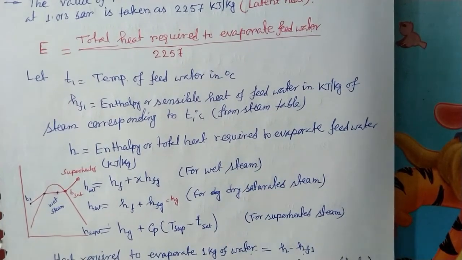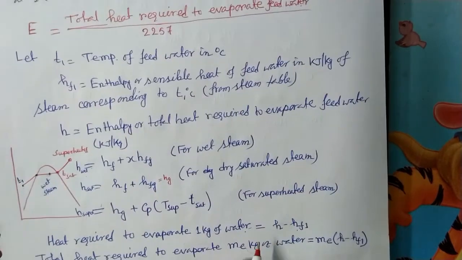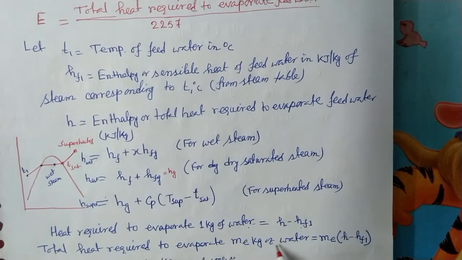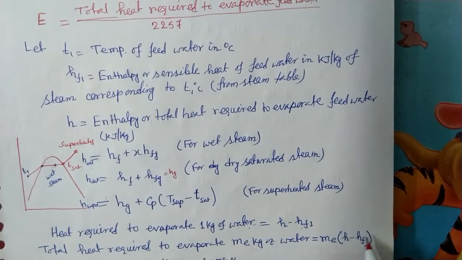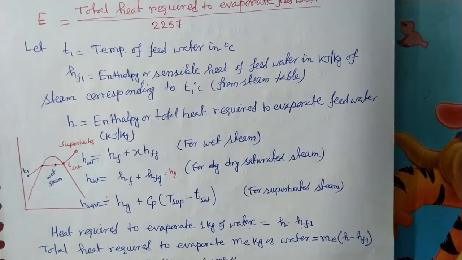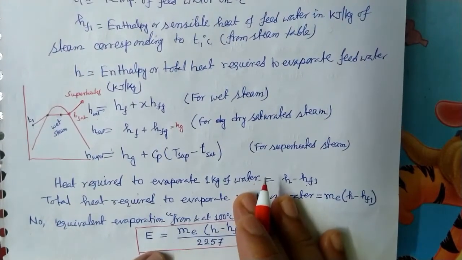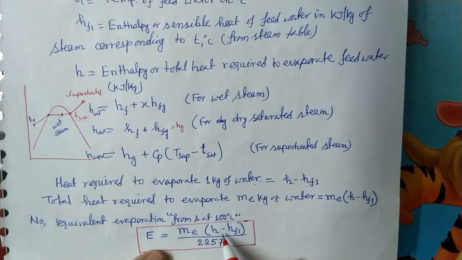Okay, so we can say that the total heat required to evaporate me kg, where me kg means total steam generated or steam produced, is me into h minus hf1. So we can say the equivalent of evaporation from and at 100 degree centigrade is me into h minus hf1 by 2257. Whatever we have seen, E is equal to me into h minus hf1 by 2257. Okay, so this is our equivalent of evaporation.